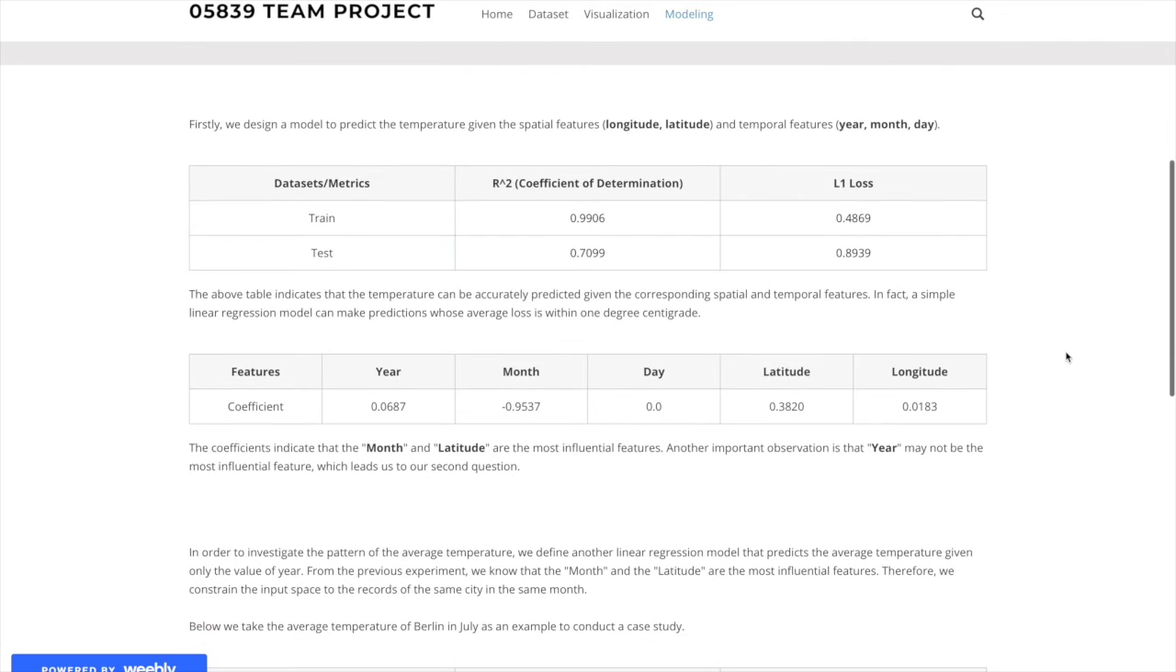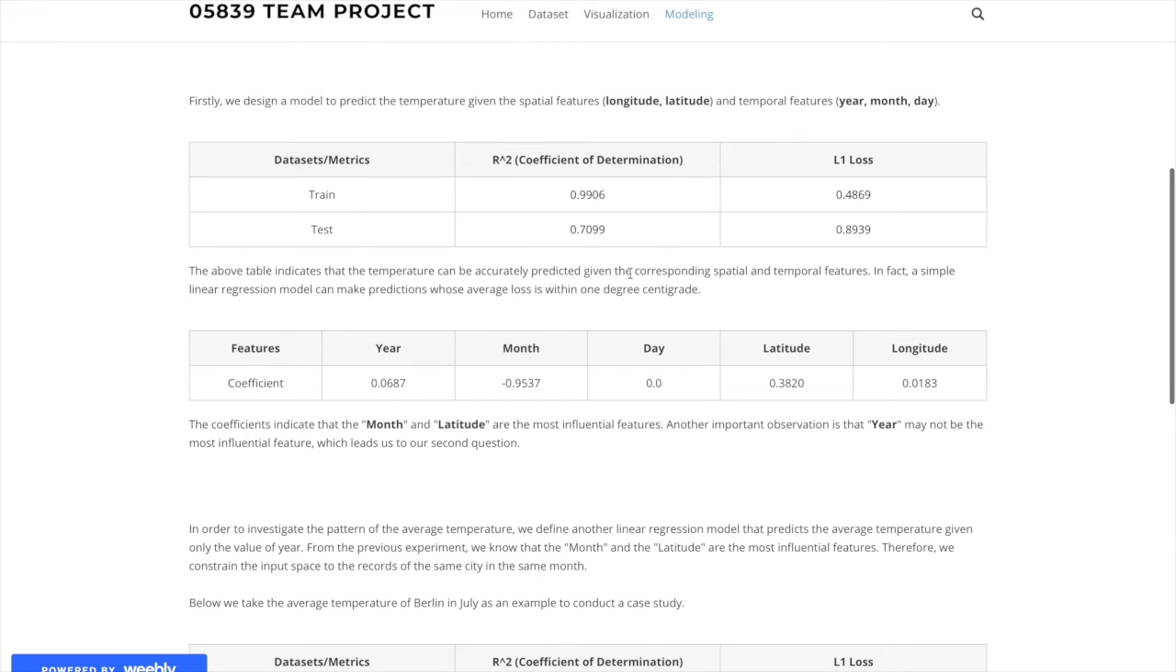So first, we designed a model to predict the temperature given the features longitude, latitude, year, month, and day, which are basically all features available in our data set. Here are some metrics that we got from our model. The above table indicates that the temperature can actually be correctly predicted given longitude, latitude, year, month, and day, as we have a pretty good coefficient and a nice loss.